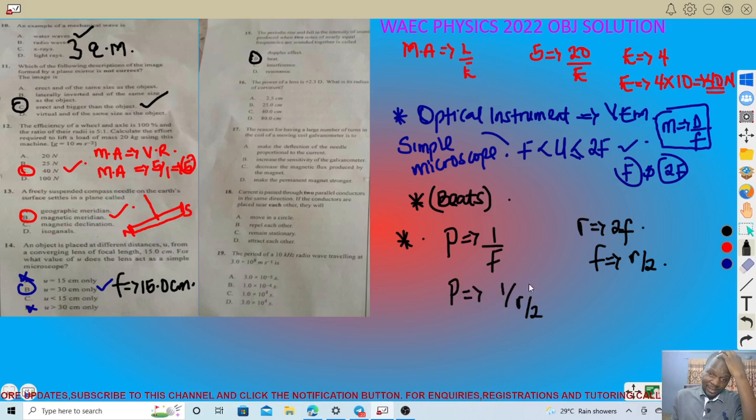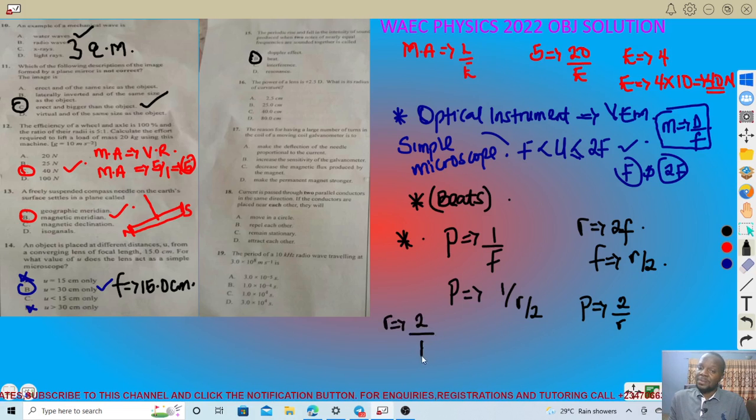I hope you understand this. So I can interchange this and say 1 divided by R by 2. I want you to follow my way of reasoning. Directly you can get the answer to the question. So power of the lens is just 1 divided by R by 2, which is like saying 2 over R. Or you can make R the subject of the formula: R equals 2 over P. So R will be equal to 2 divided by the power of the lens, and directly we can say 2 divided by 2.5.